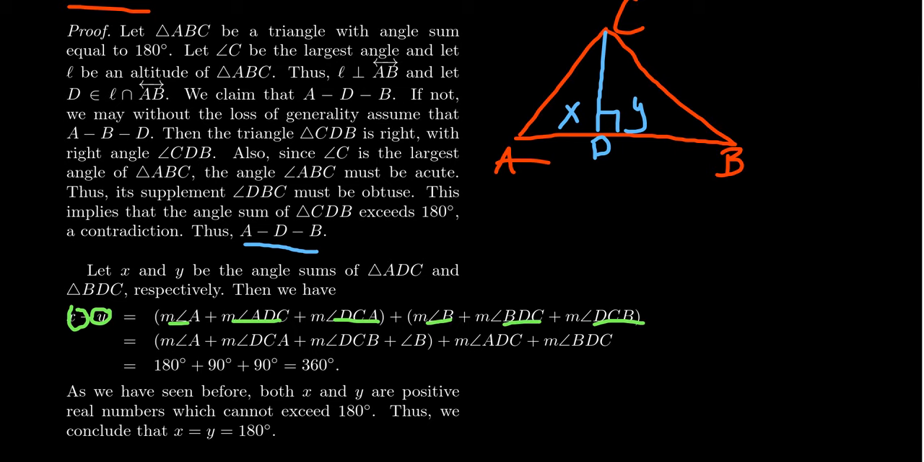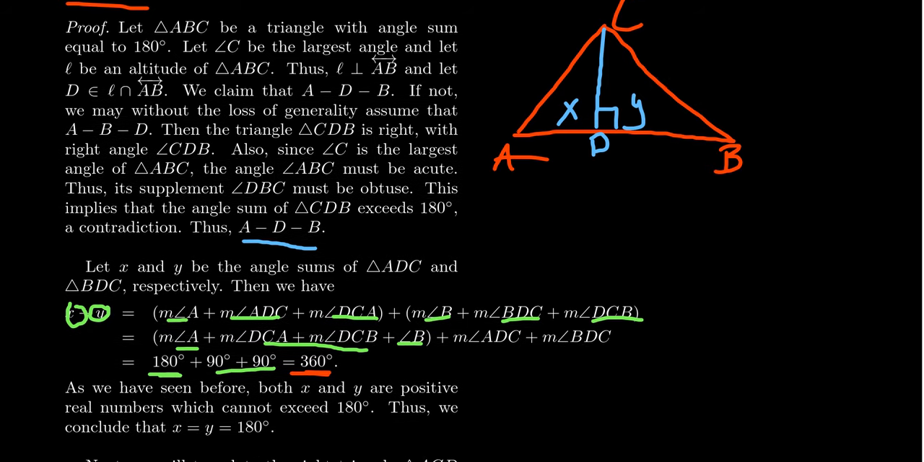If we rearrange these, we get angle A, angle DCA, and DCB. DCA and DCB come together to form angle C of the original triangle, and angle B right here. These three angles add up to the angle sum of the original triangle, which by assumption we're going to take to be 180. And then the two other angles we haven't accounted for yet, ADC and BCD, are both right angles because they're associated to the altitude. So they're both 90 degrees, which adds up to 180 between the two right angles. If you take those two right angles plus the original triangle, we get an angle sum of 360 degrees. So X plus Y adds up to exactly 360 degrees.